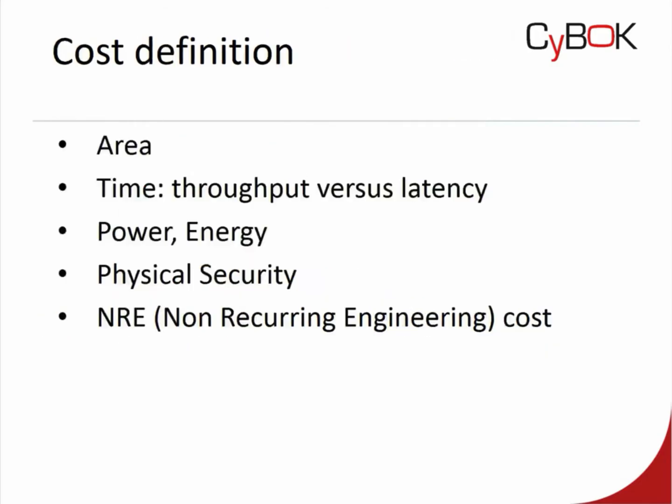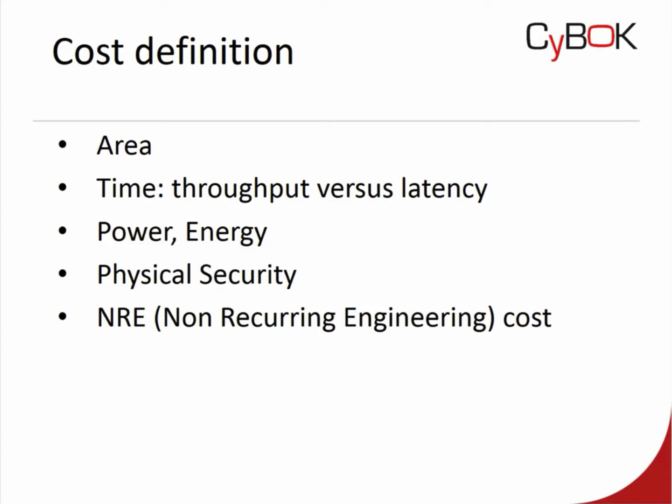So in the old days, we would make hardware security components which were fitting in the area budget, probably in the time budget. Very important there, different throughput requirements, but also important is the power and energy budget. And then later on, physical security requirements were added, and of course all of this needs to be done within a development budget, which is called a non-recurring engineering cost.